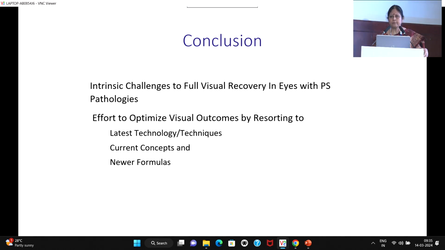So friends, we are dealing with an intrinsically challenged eye where a full visual recovery may not be possible because of the basic vitreoretinal pathology, and we should spare no effort to optimize the visual outcome in these patients and not add to the patient's woe by implanting a wrong power IOL.